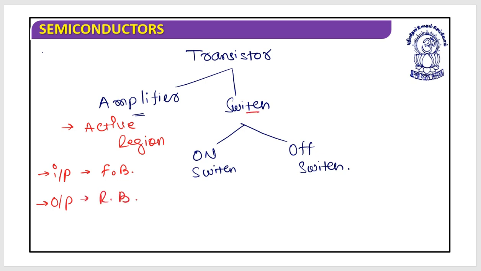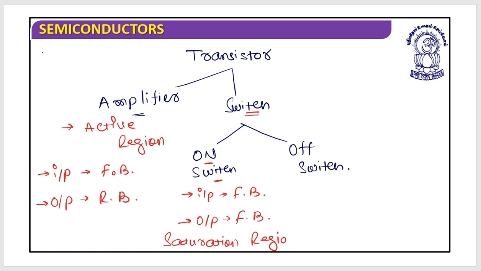When the transistor works as a switch, as an on switch, its input junction is forward biased and its output junction is also forward biased, and this is what we call the saturation region. When it is an off switch, its output junction is reverse biased and its input junction is reverse biased, and it works in the cutoff region.